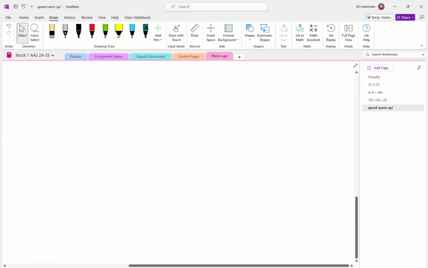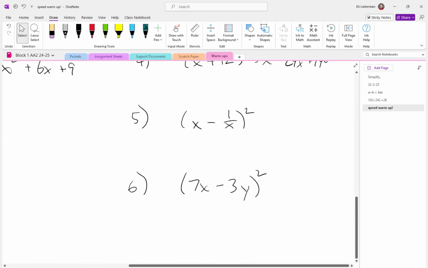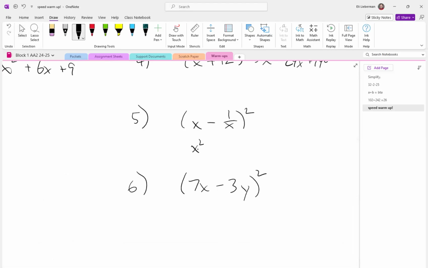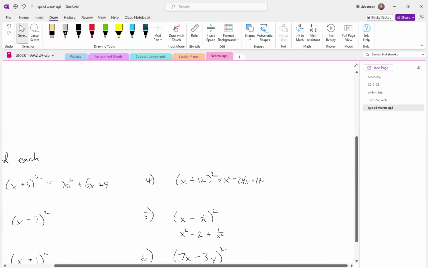Do you like number 5? Do you like that one? Here we have x squared minus, are we good with that too? Then plus 1 over x squared. And then that number 6, I hope you like this one. I think we start with 49x squared minus 42xy plus 9y squared.